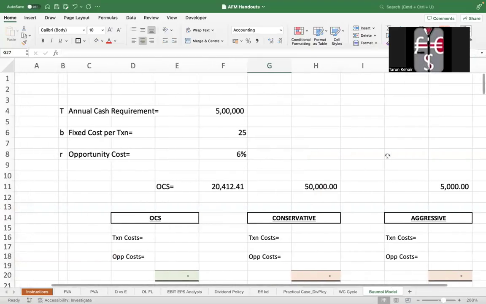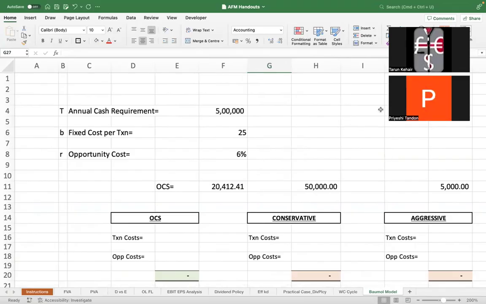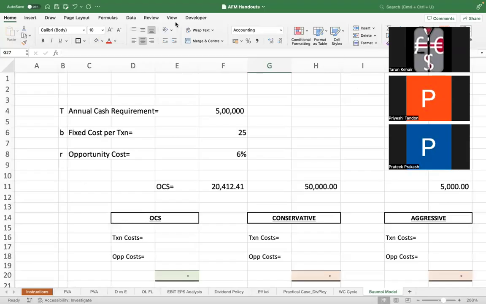Okay, so we are discussing the Baumol model, and if you see the screen, you are able to see the screen meeting me. Yeah.